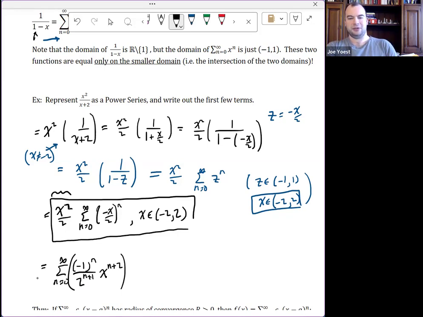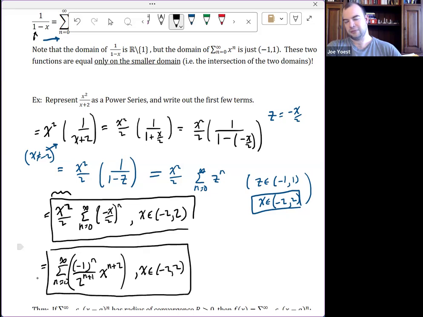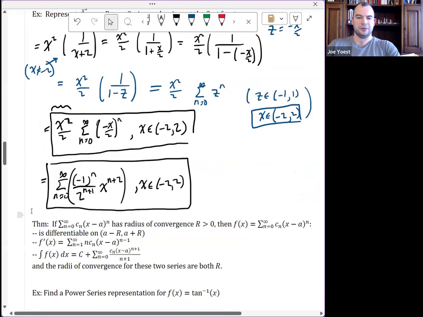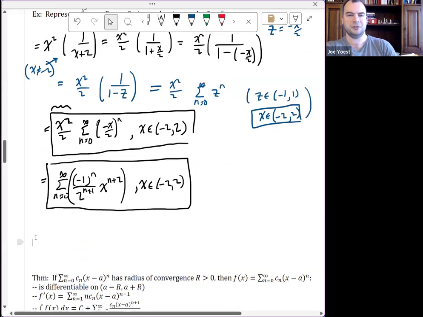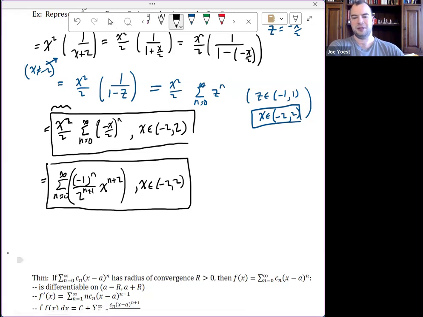If I really wanted to, I could even make this negative x to the power n plus 2, because multiplying by negative 1 squared to get a negative 1 to the n plus 2 and combining those two together just multiplies by 1. But I think we can leave it here. And I could write out the first few terms, say the second or third partial sum, something like that.